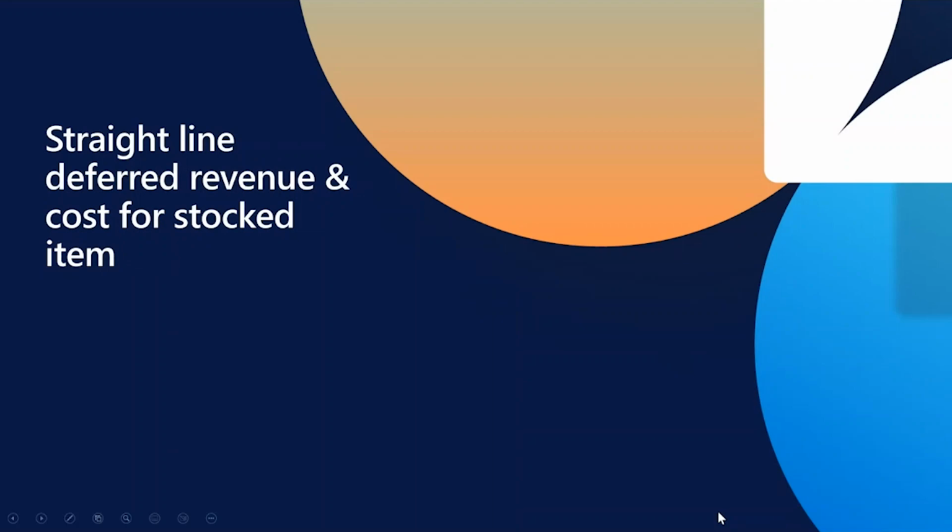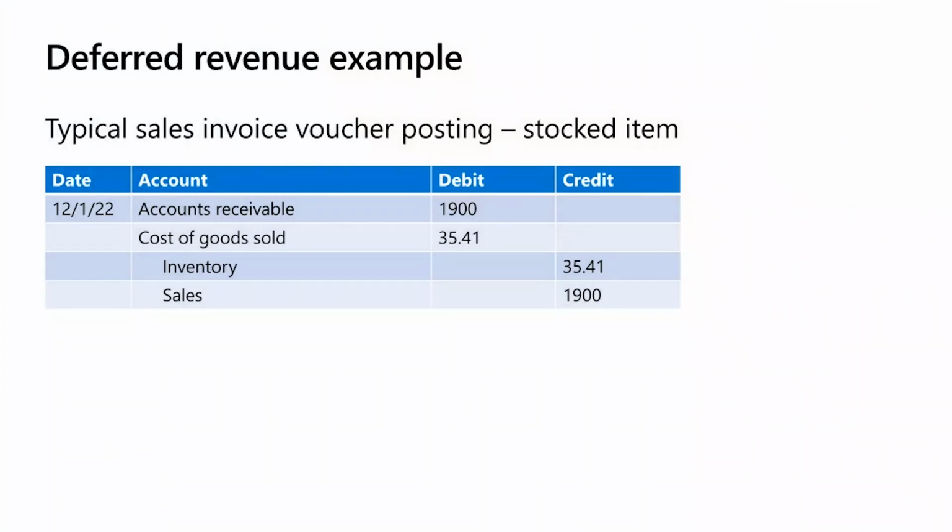Our next example, we're going to go and change things a little bit in this example because we're going to use a stock item. So in this case, we're going to add an additional layer to our deferral that we create. So in this case, a typical invoice voucher for a stock item is going to look something like this. So we'll have a debit to accounts receivable, a debit to cost of goods sold, a credit to our inventory account, and a credit to our sales. So this is no deferral, just a typical invoice posting.